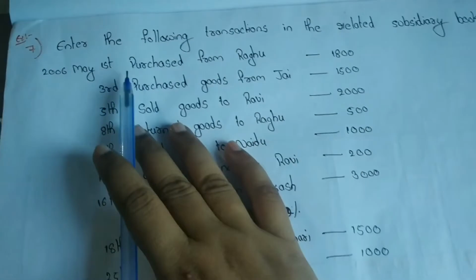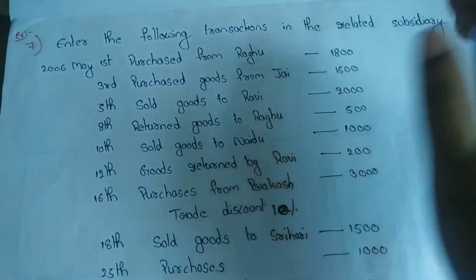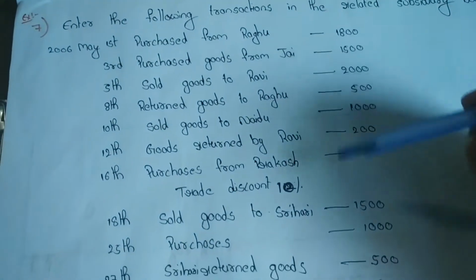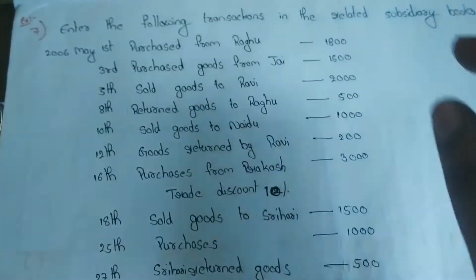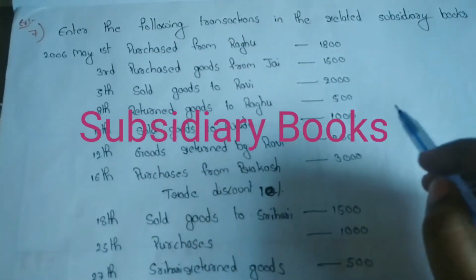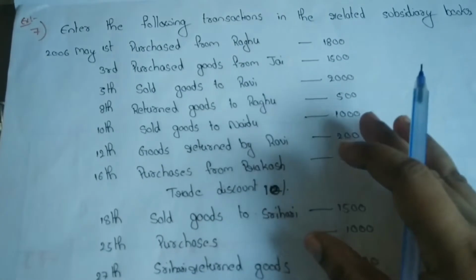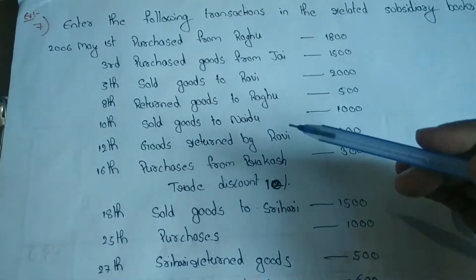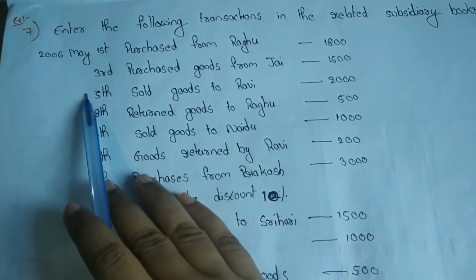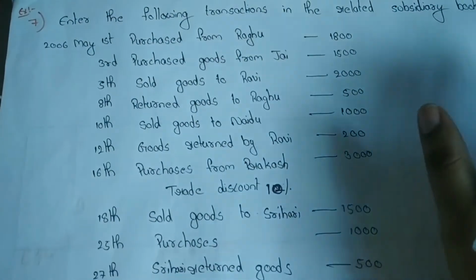See, enter the following transactions in the related subsidiary books. So by using these transactions, we need to prepare the subsidiary books. Which type of books you need to prepare should be seen by using these transactions. These are the transactions that should be done in May 2006. Okay, let's see one by one.